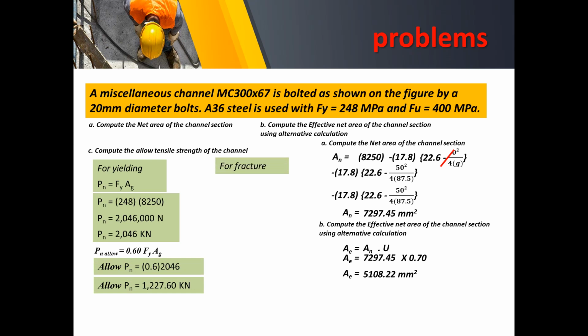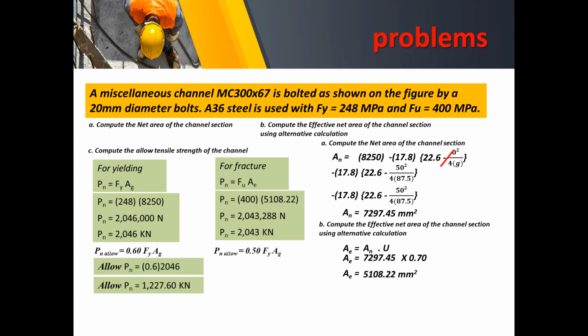So moving on to fracture, the effect of fracture is given by the equation Fu times the effective net area. So in that case, we'll just have to substitute the values, and the derived effective area is equal to 5,108.22 millimeters squared. Therefore, the net load will be equal to 2,043,288 newtons, which is equivalent to 2,043 kilonewtons. So this time we are going to have 0.5 multiplied to FuAe. Actually, that is FuAe. And 0.5 of 2,043 is equal to 1,021.64 kilonewtons.